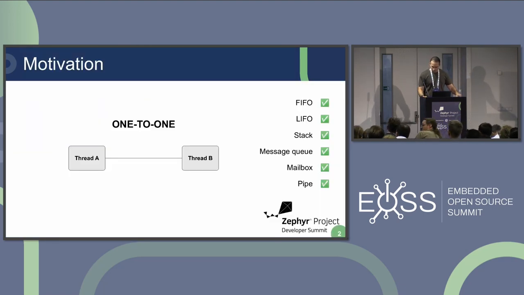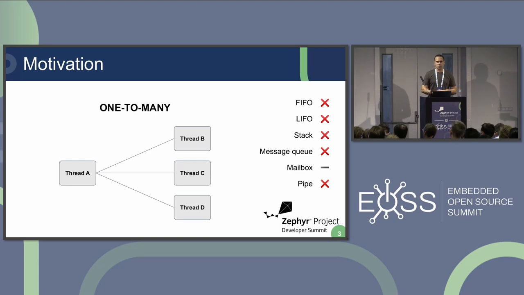At the beginning, when we start to work with some embedded tools or applications, we need to make threads talk to each other. It's usual, right? And we have several topologies of communication between threads. One-to-one is the first one that we started with, and we have several kernel objects to help us: FIFO, LIFO, stack, message queues, and so forth. But when we start to talk from one thread to many threads, we don't have that.